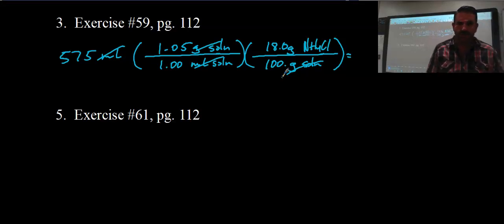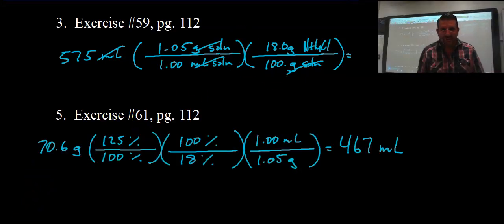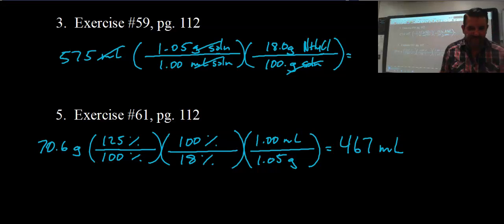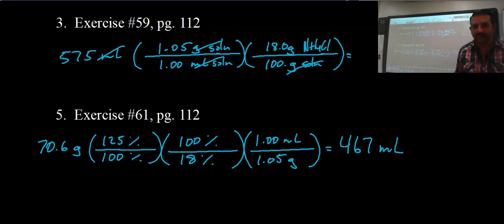All right, go ahead and pause and do number 61, also on page 112. So I have a green triangle for number 61. So a little bit more involved. We start off with the mass of the solute given to us in the problem, 70.6 grams. It says we want a 25% excess of this substance, so that's why I did that first conversion factor. So just 125% over 100%. So that's going to give us some amount, 125% of 70.6 grams. And then again apply our percentage composition and density to find the volume.